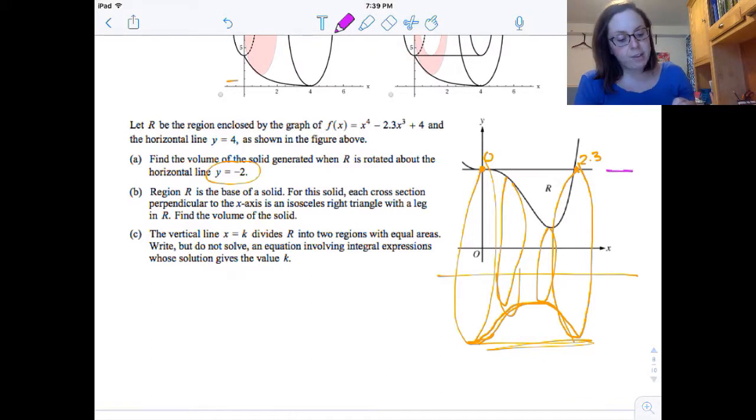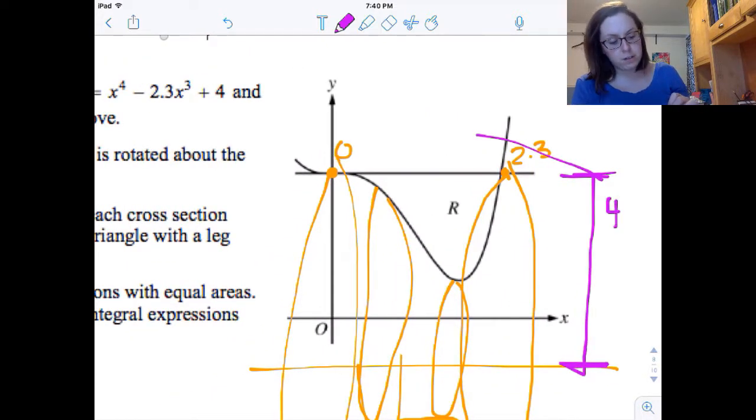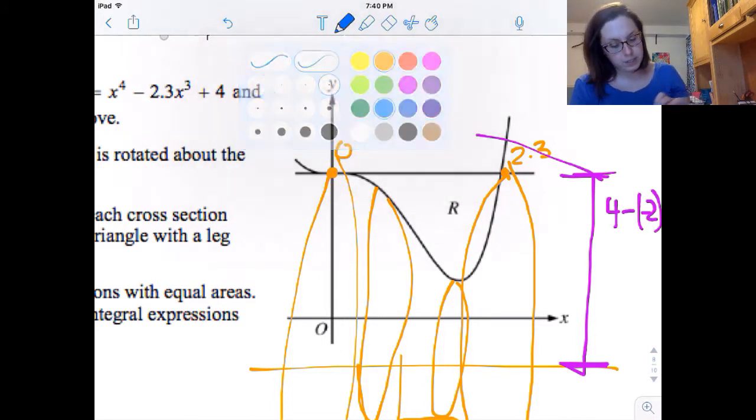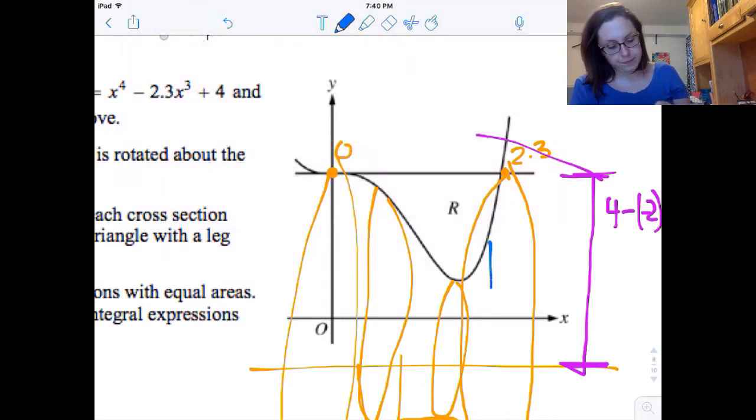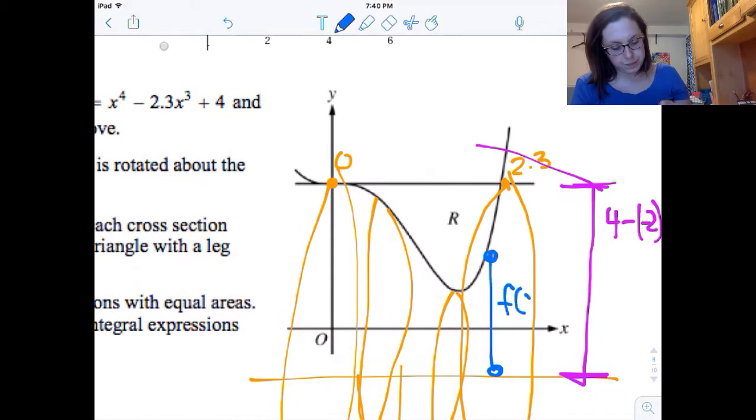The outer radius is from here to there. So my outer radius, I'm going to zoom in a little bit and move this over. My outer radius is from 4 to -2, top minus bottom. My inner radius is from here to here, right? Here to there, that function down. And that's from F to -2. So this is my outer radius. This is my inner radius.